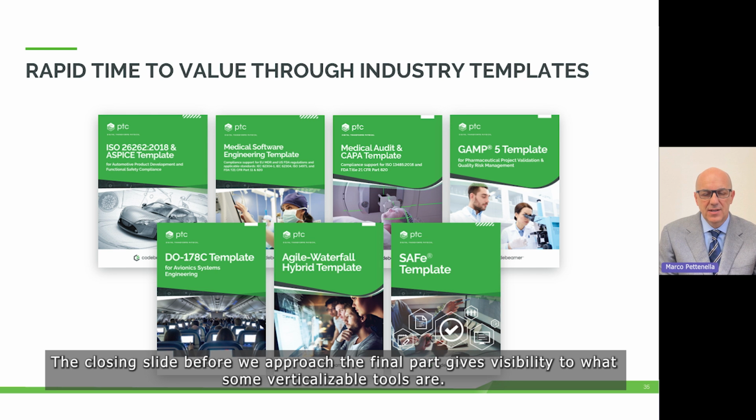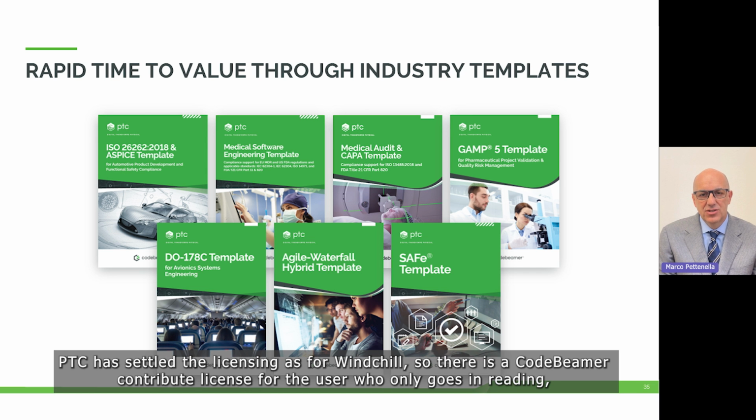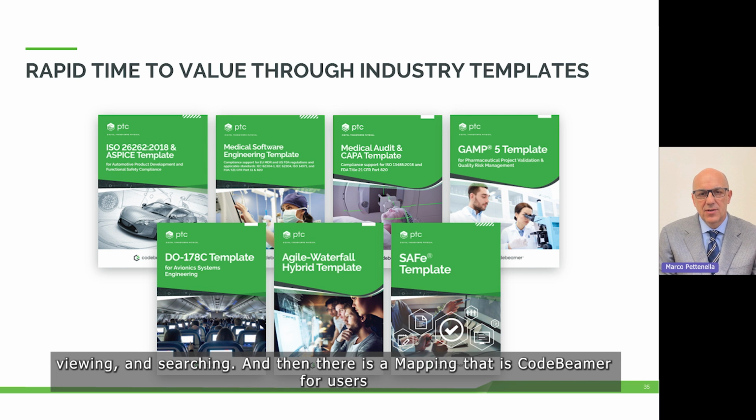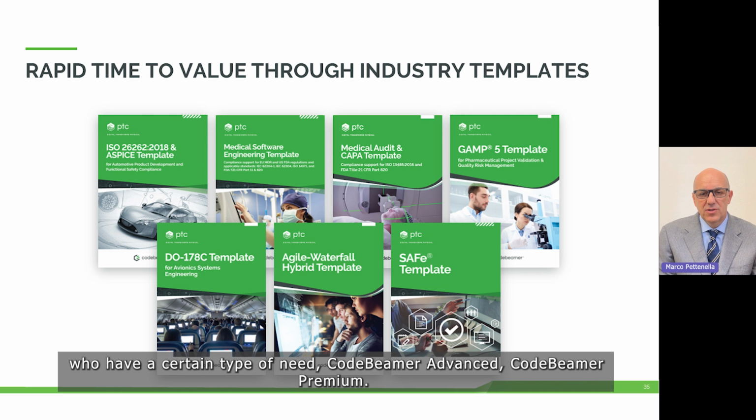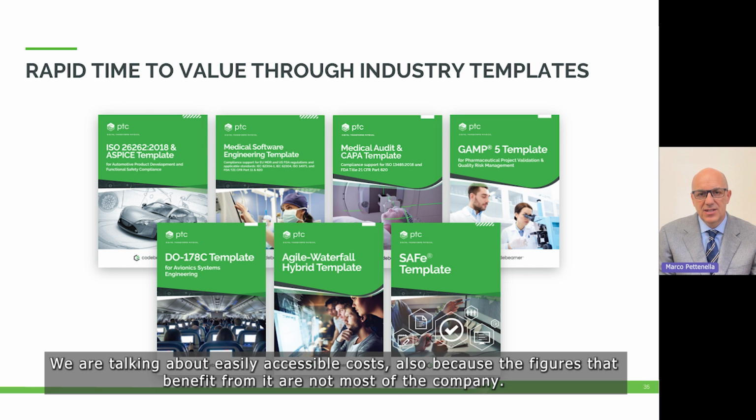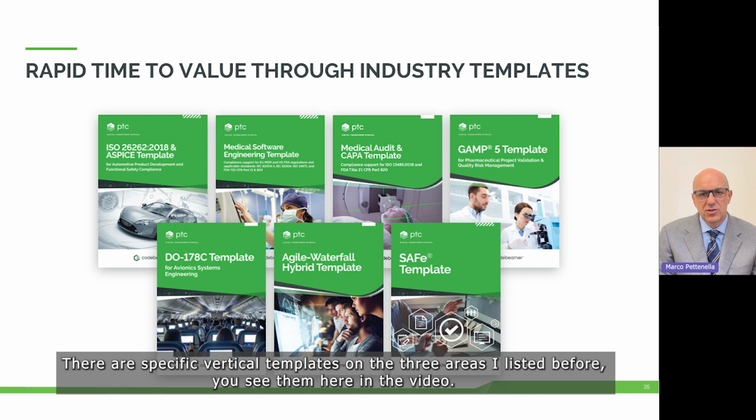The closing slide, before we approach the final part, gives visibility to what some verticalizable tools are. PTC has settled the licensing as for Windchill, so there is a Codebeamer Contribute license for the user who only goes in reading, viewing, and searching. And then there is a mapping that is Codebeamer for users who have a certain type of need, Codebeamer Advanced, Codebeamer Premium. We are talking about easily accessible costs, also because the figures that benefit from it are not most of the company. There are specific vertical templates on the 3 areas I listed before. You see them here in the video.